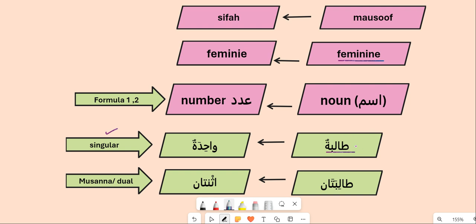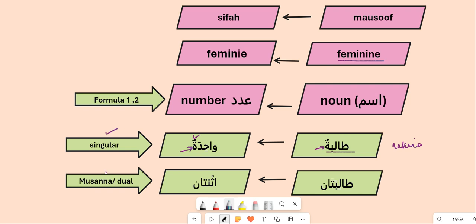And it will be nakira. As you can see, it's nakira, and it cannot be a marifa. Numbers cannot be a marifa. Talibatun wahidatun. Since the sifa will follow the noun, if this is feminine, the number will be feminine: wahidatun. As you can see, the ta marbuta is the sign of femininity.